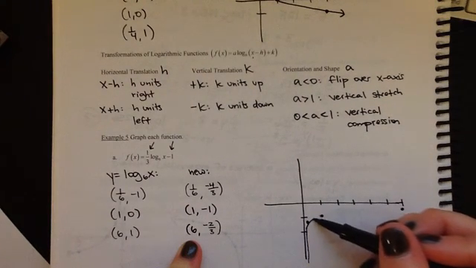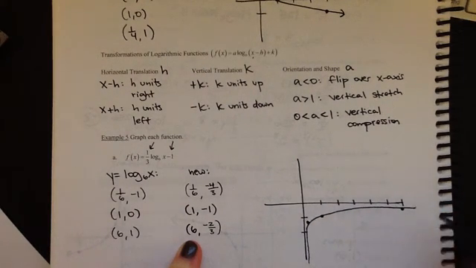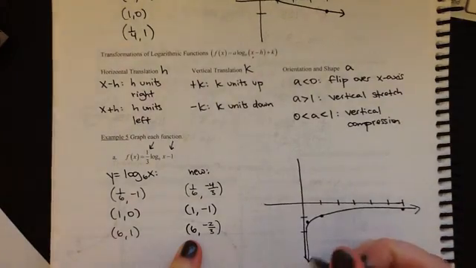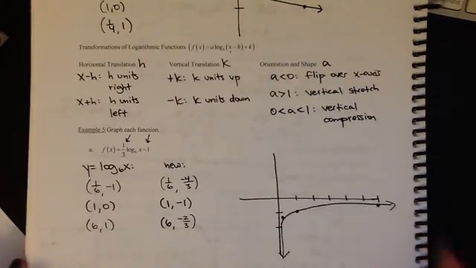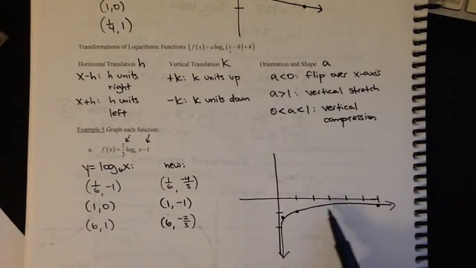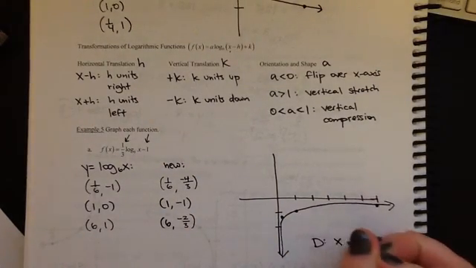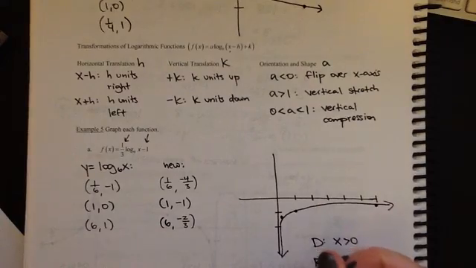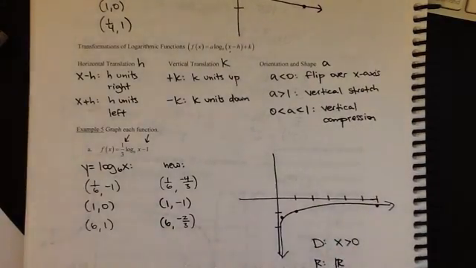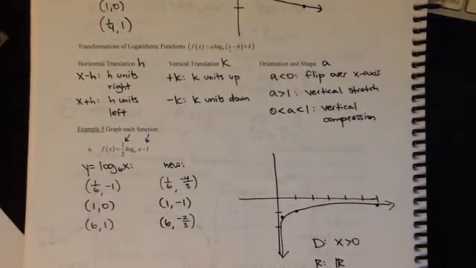As you can see, what this 1/3 does is it very much flattens out my graph. We call that a vertical compression. It makes it so that it's not growing very quickly at all. That is a very, very slow incline like that. Okay, my domain and range would still be exactly the same. The domain would be x is greater than 0, and my range would be all reals. The range will always, always be all reals, no matter what.